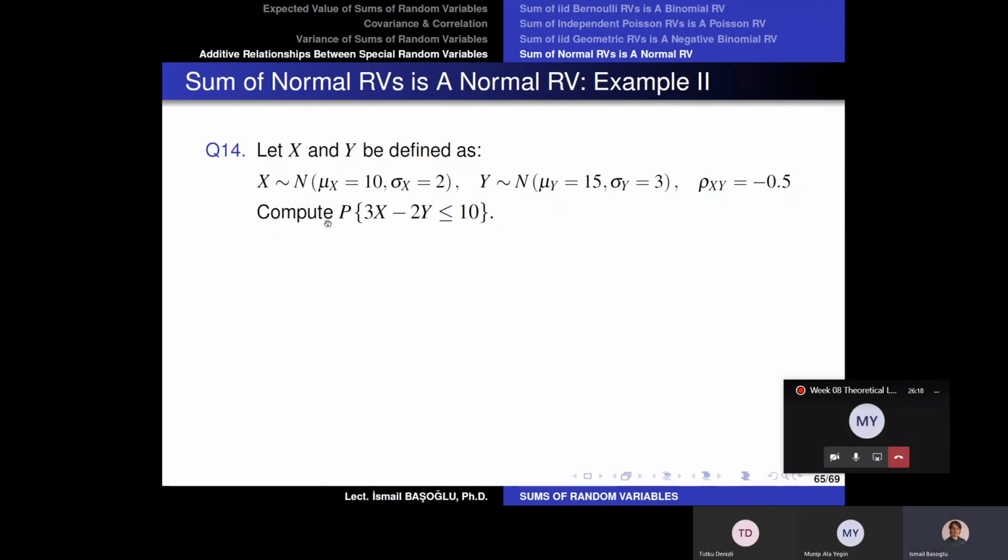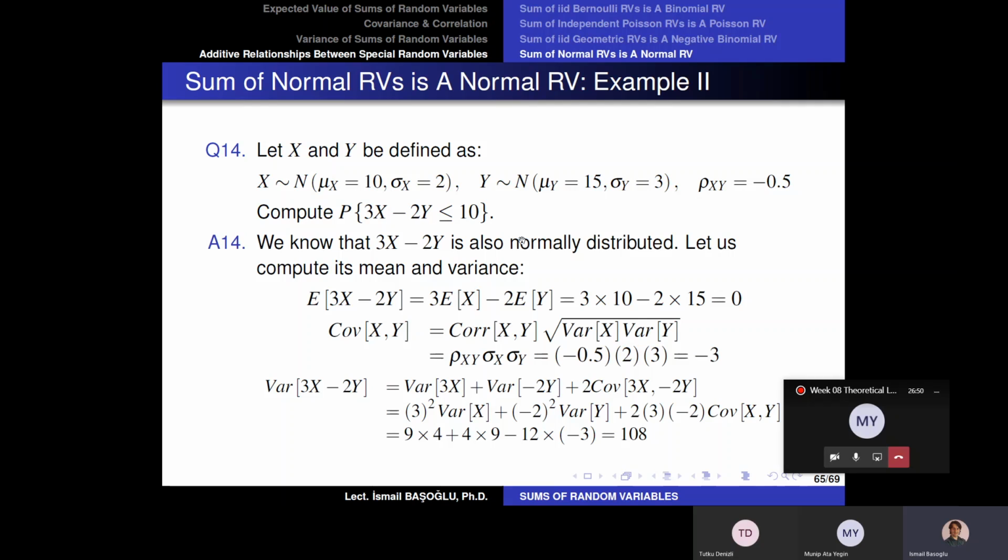Now the question asks me a probability statement related to not the sum of these two random variables. In fact, it asks me the probability of 3X minus 2Y. So this is not a summation. This is a difference. Also, we are multiplying these values with constant values, with coefficients. Now, what is the probability of this to be less than or equal to 10? The question asks. Now, actually, you may think that this is not a sum, so we may not be able to solve that. Actually, this is a summation, my friends.